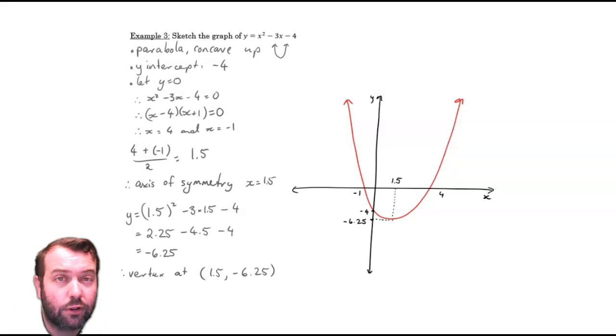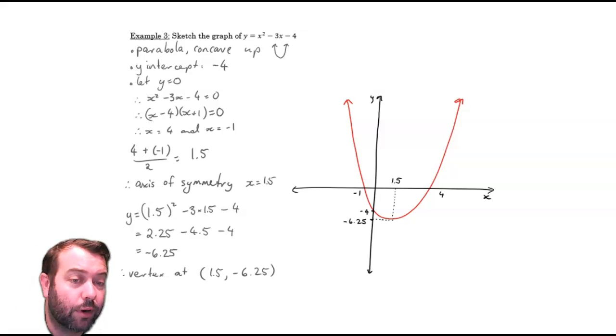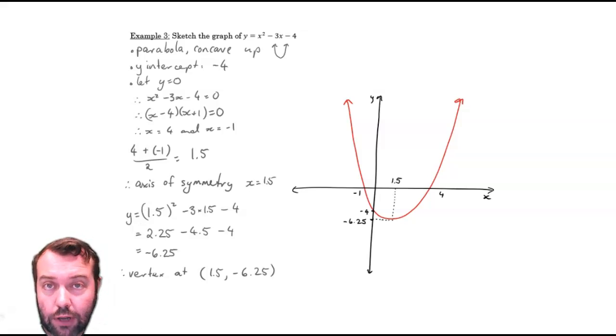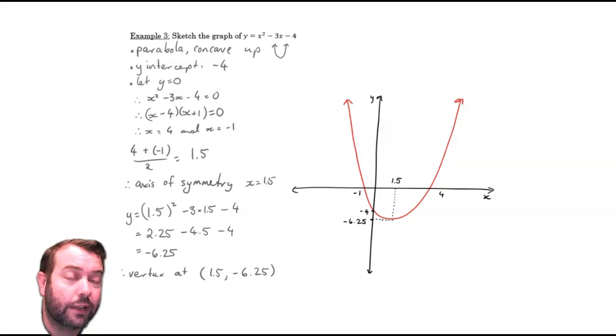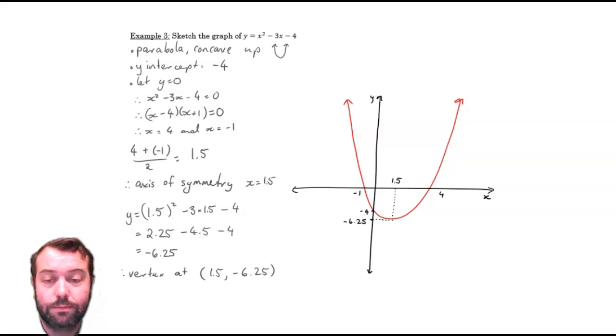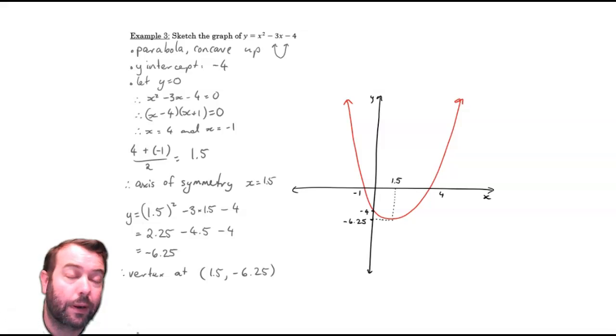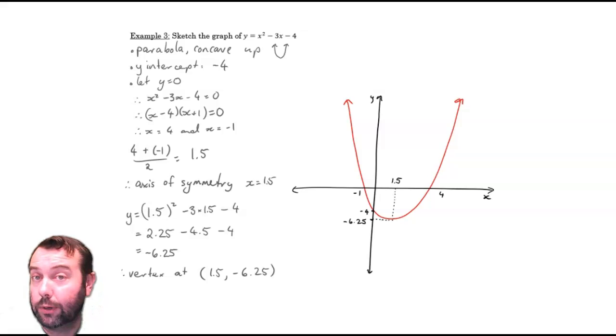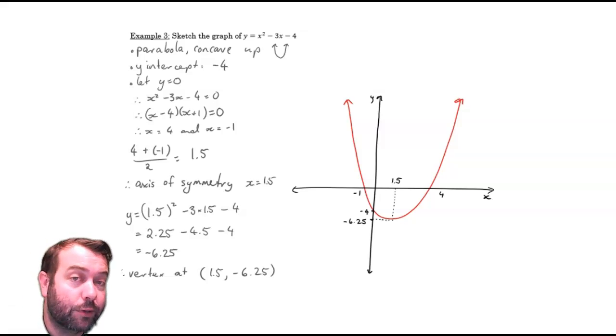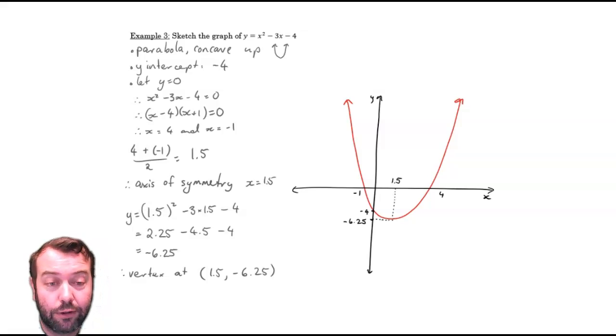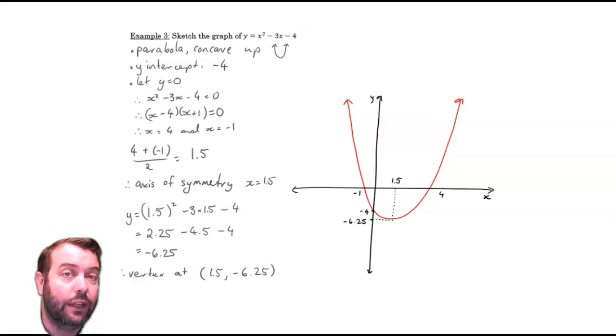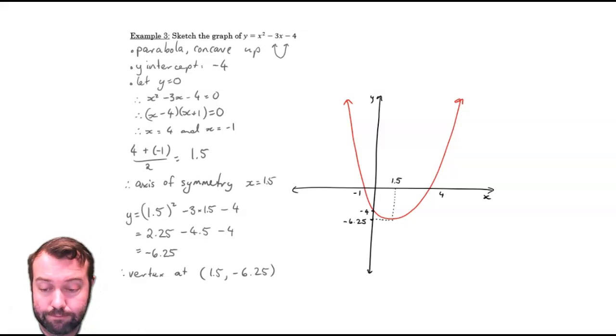5 steps, to remind you, for sketching the parabola. Determine the concavity, up or down, depending on whether the x squared term is positive or negative. Find the y-intercept by letting x equal 0, that's the constant in the function. Find the x-intercepts by letting y equal 0 and solving that equation, hopefully. Find the axis of symmetry by averaging the two x-intercepts. And then find the vertex by substituting the axis of symmetry into the equation for the function.